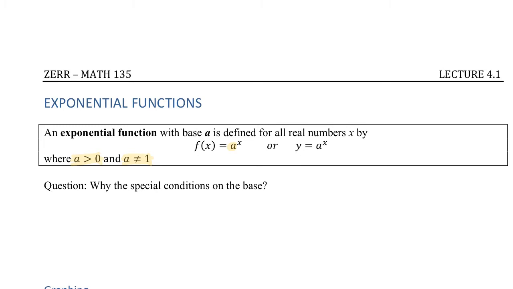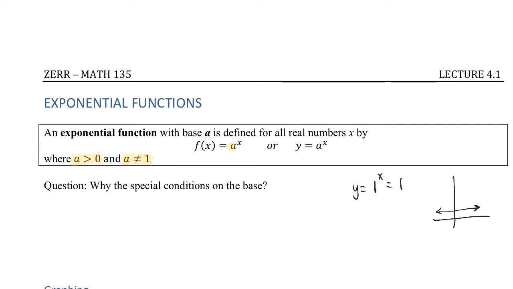It's not like there's anything wrong with our base being 1. It's just that that is always going to be 1, and so that actually ends up just being a constant function. If we graphed it, it would be a horizontal line, and it just won't end up having an inverse. So it doesn't share the characteristics of all the other exponential functions, so we just exclude that one.